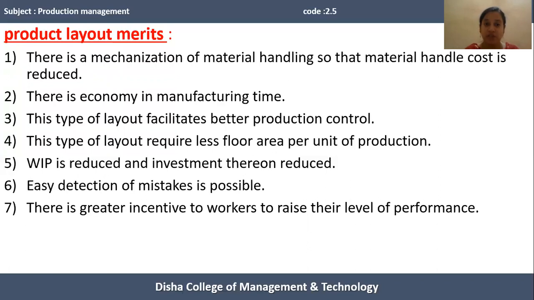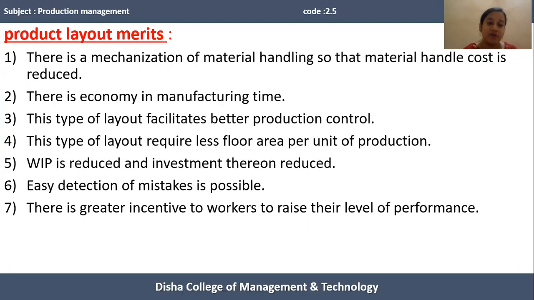But in case of product layout, one line or one setup is only meant for one product production. So the raw material or the semi-finished goods move automatically from one department or section to another section, one machine to another machine. So there is a requirement of less time. Within less time the firm can produce more goods.